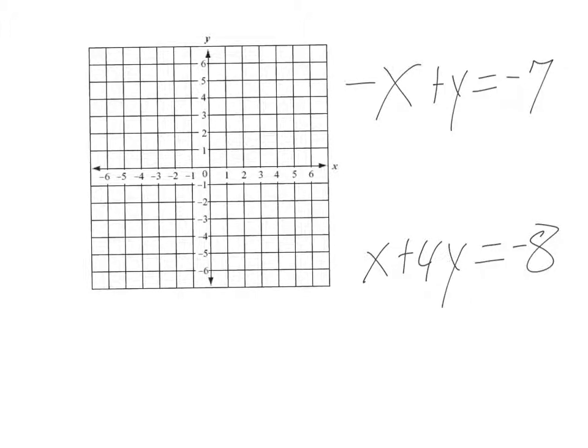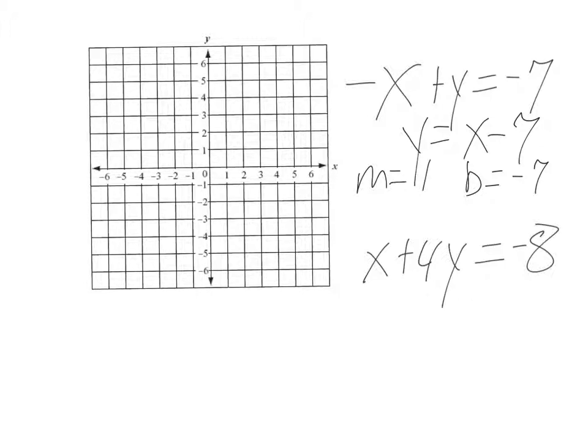Okay, so here's our next example. This time we have negative x plus y equals negative 7. So again, with this one, we're going to put everything into slope-intercept form. So we're going to make this y equals, add our x over, so this will be x minus 7. That makes our slope just 1, so it's just 1x, and our y-intercept would be at negative 7.